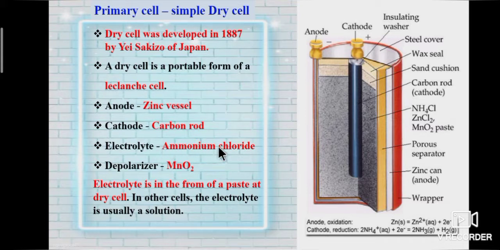So, what is electrolyte? Electrolytes are substances that become ions in solution and acquire the capacity to conduct electricity. Here, manganese dioxide acts as a depolarizer. Electrolyte is in the form of a paste in dry cell. In other cells, the electrolyte is usually a solution.